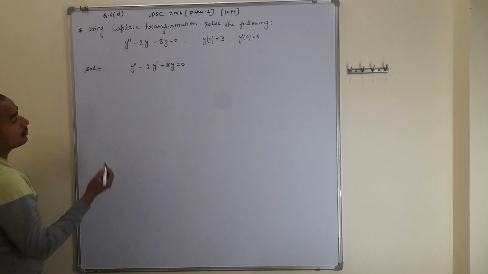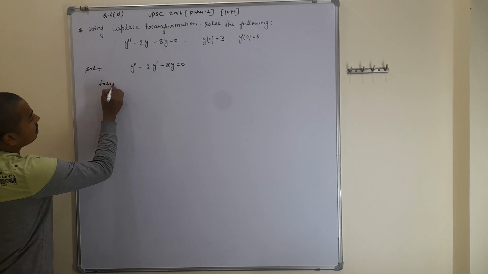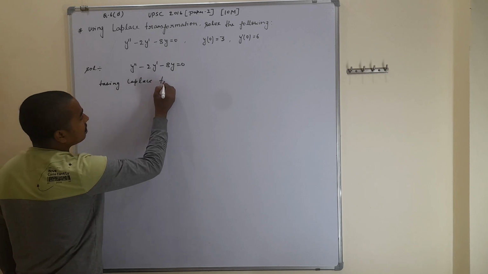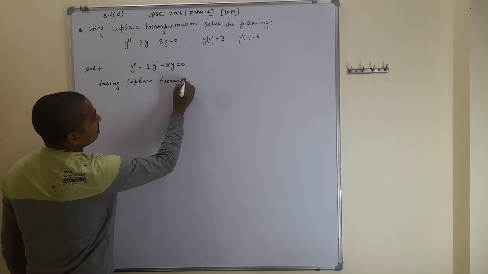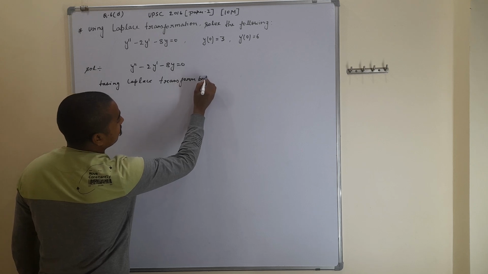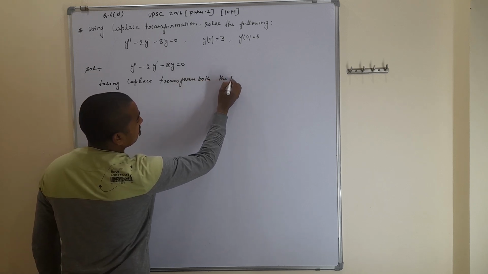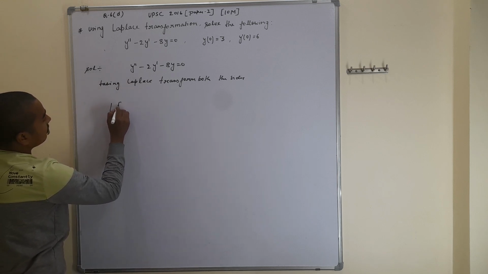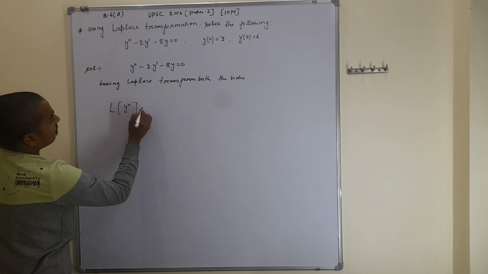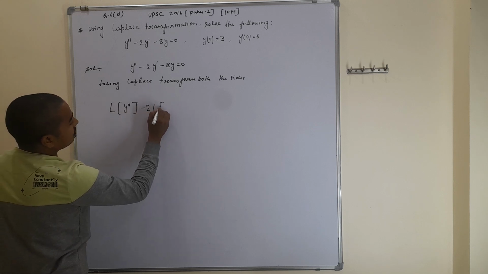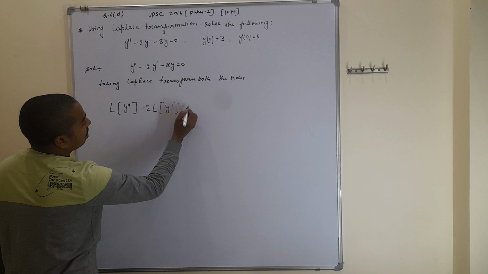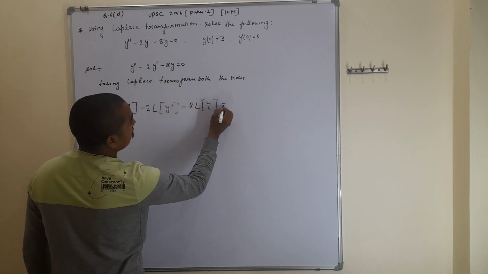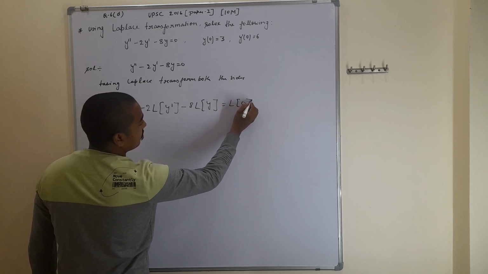Taking Laplace transform on both the sides, that is Laplace of y double dash minus 2 Laplace of y dash minus 8 Laplace of y is equal to Laplace of 0.